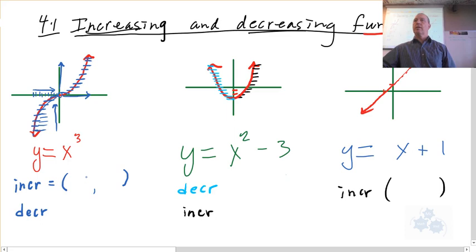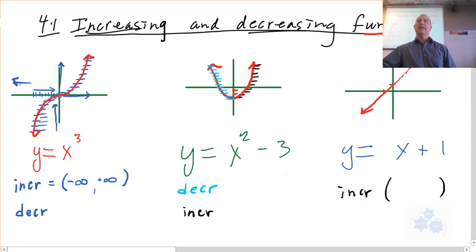Negative infinity. Okay, that's not an interval. Negative infinity. What else do we need to say? Negative infinity to what? Negative infinity to infinity. Positive infinity. Why is it positive?